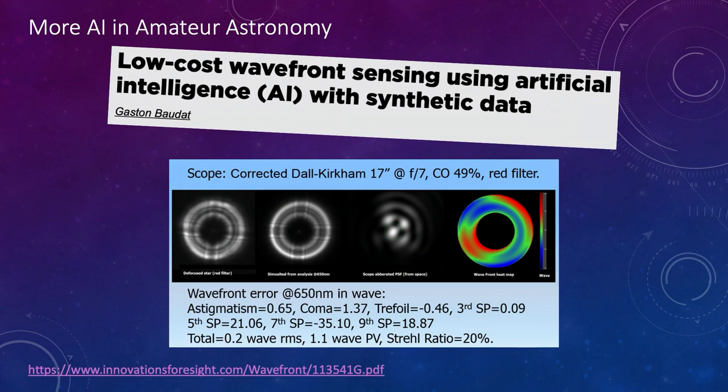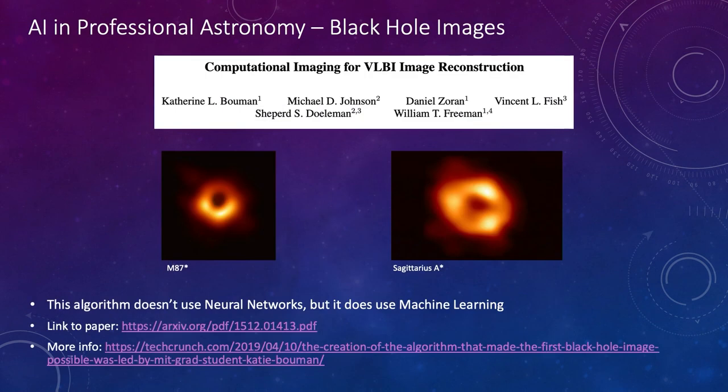And early on, I kind of posed the question, are we the first ones to this party? Are we the ones getting this party started with AI, or are we late to the party? And the answer is we're late. We're actually very late. The pros are way ahead of us. These black hole images that you saw recently, first of M87, and then very recently, of our own Milky Way, these images were constructed from the radio telescope data using an AI algorithm.